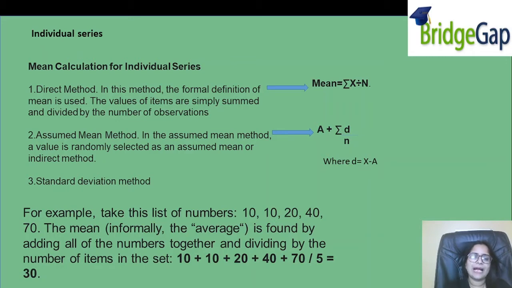So we'll be adding all the items in that particular series, dividing it by n, that is the number of items in that particular series. Here we are talking about individual series, so we have only one item.